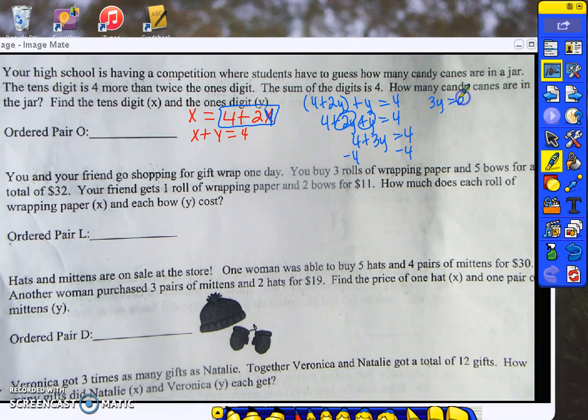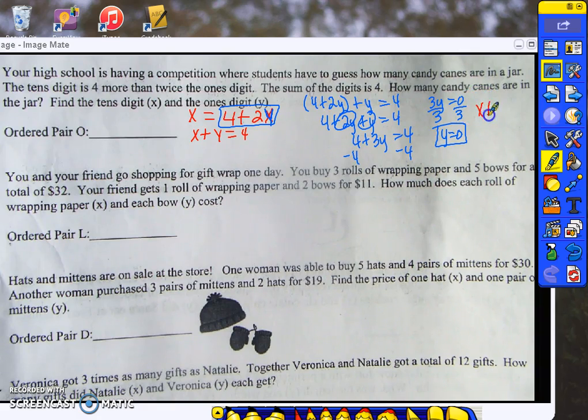3y equals 0. A lot of people will say at this point that there's no solution, but the only time you can come to that conclusion is if the variable cancels itself out. It doesn't cancel itself out, so divide by 3. 0 divided by 3 is 0, so the value of y is 0.